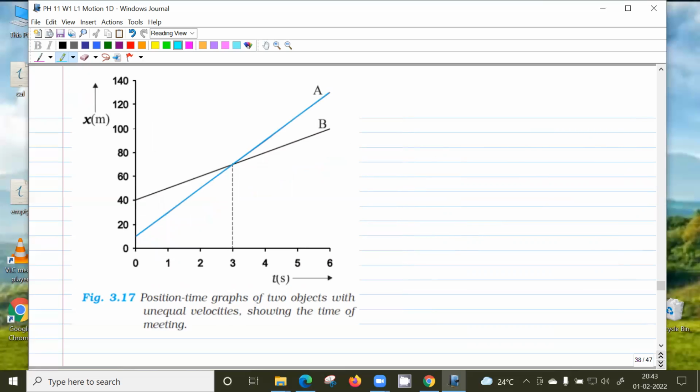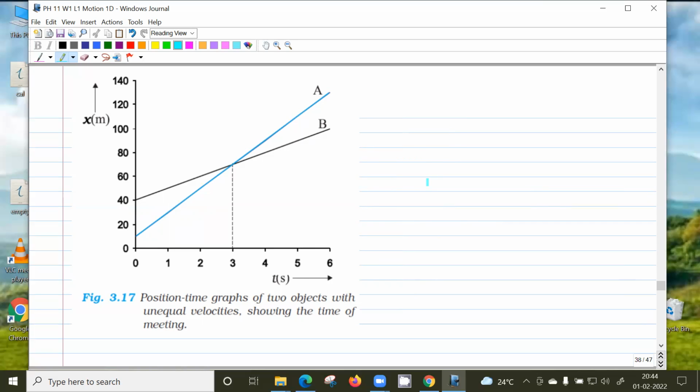So what can you say about this one? A is moving like this and B is moving like this. So what is the similarity? They meet at some point of time. No, that is not the similarity, right? They have the same position at that third second.